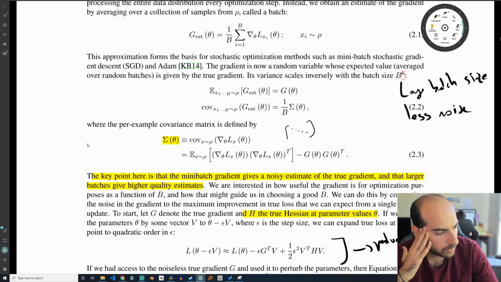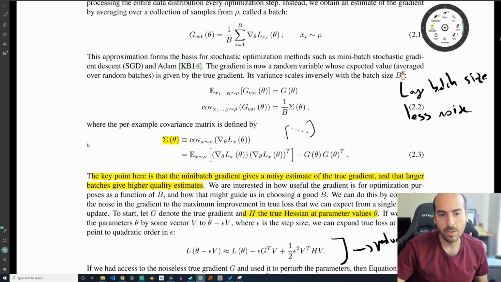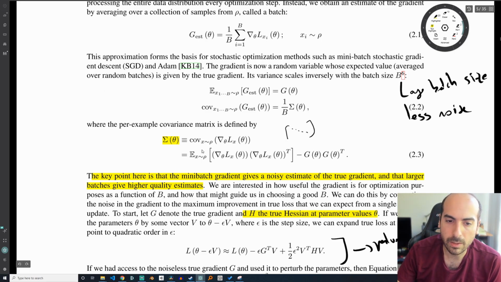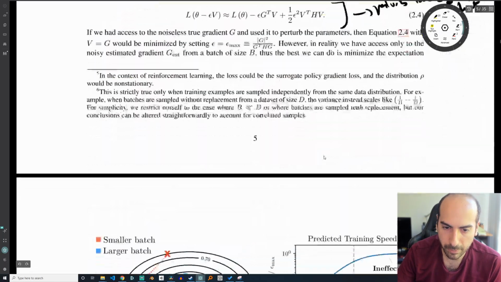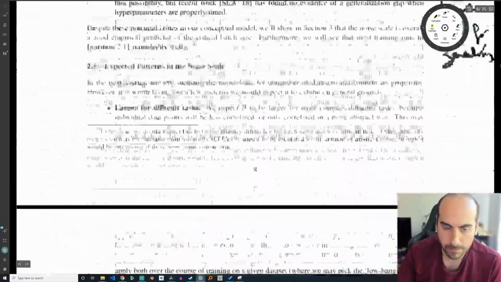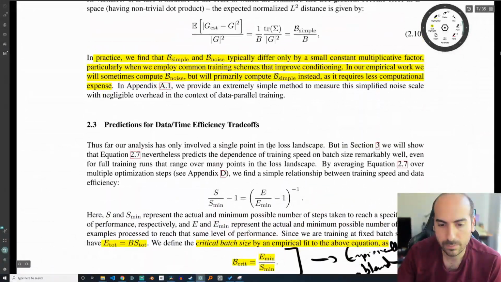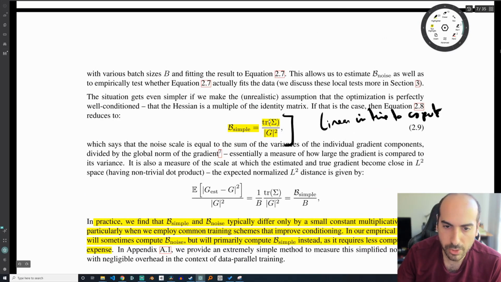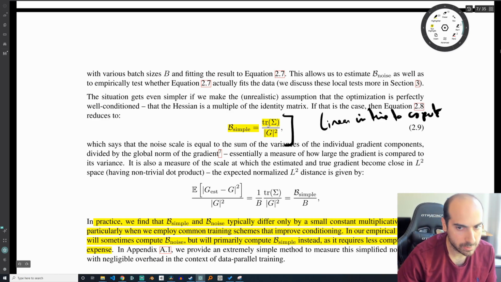Oh, I see what they mean. Okay, sorry, this took me a while. So basically, regardless of the size of the model, the simple version is just the trace of sigma divided by G. This is not a function of the number of parameters because it's going to be a scalar.